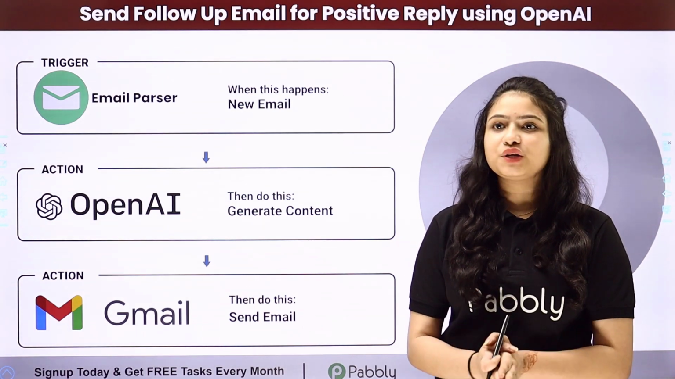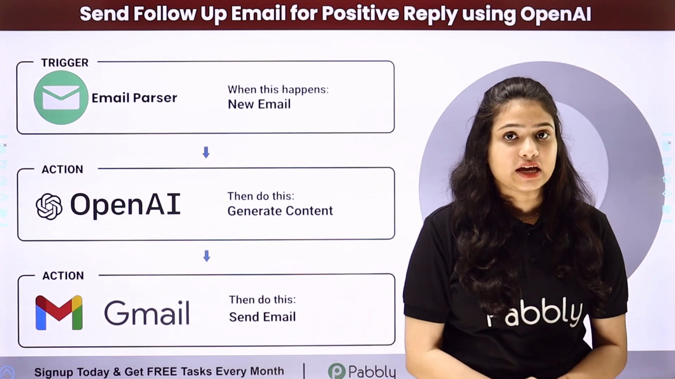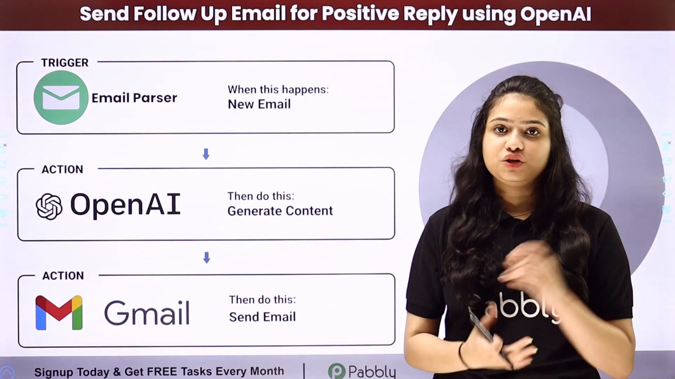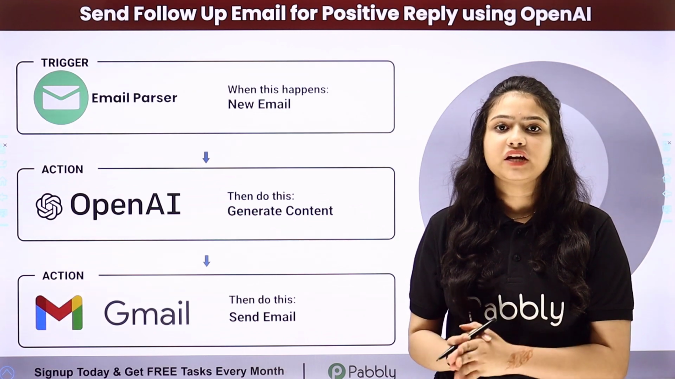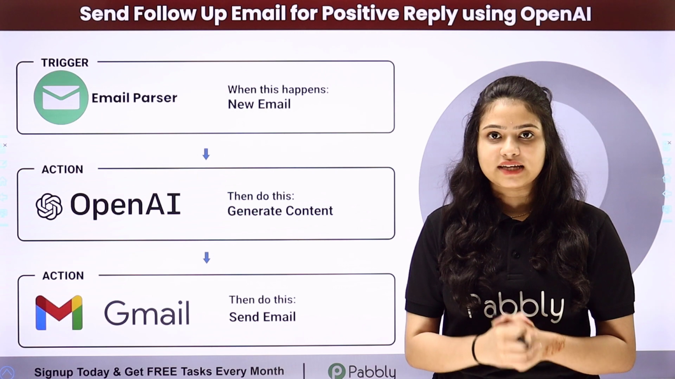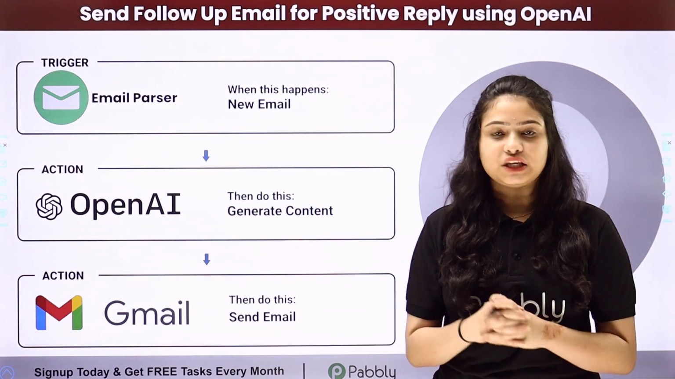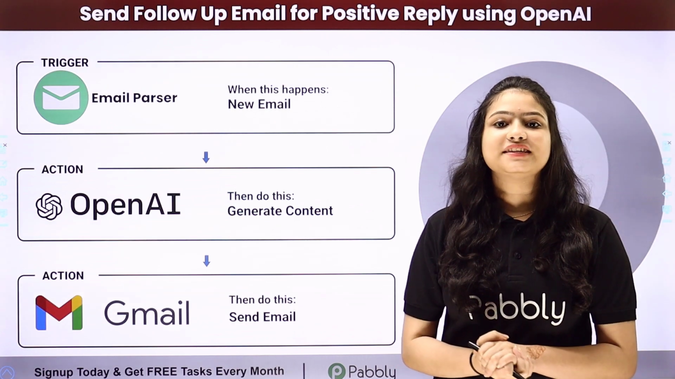In this video, we are going to learn how to send follow-up email for positive reply using OpenAI. Let's suppose I have recently launched a new product and I've asked my customers to send feedback for that product through email. And now I want that as soon as a customer sends a positive feedback for the product, I want to reply to the same customer with a thank you email. So how are we going to automate this entire process?